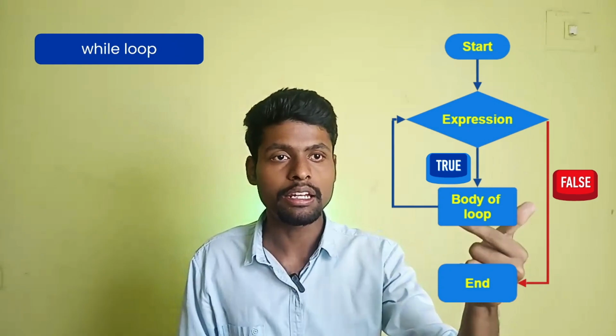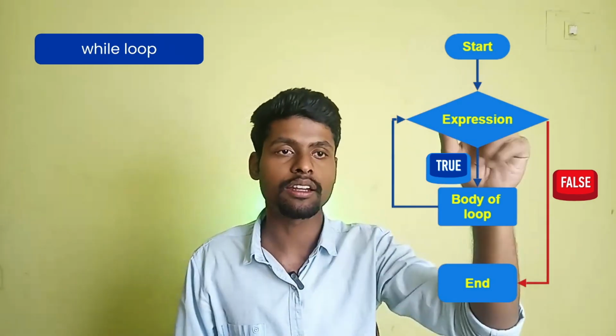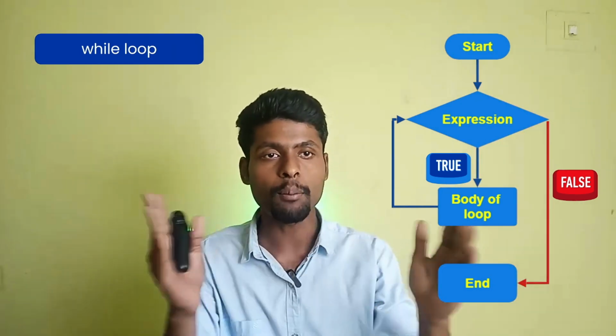Hope I am clear. If the condition is true, then it will execute the body of the loop. Once the body of the loop is executed, again it will check the condition. If the condition is true, then a second time it will execute the body of the loop. Again, it will check the condition. When the condition is false, only then does my Python interpreter complete the program execution. Hope I am clear. Let's write the code.